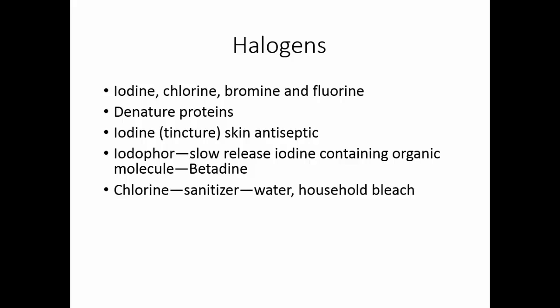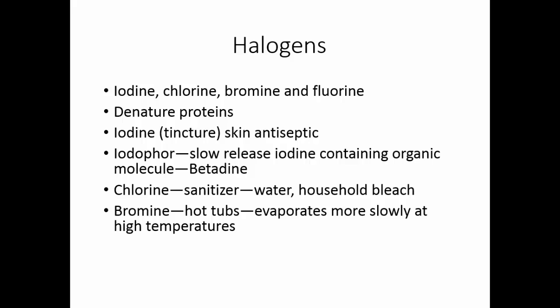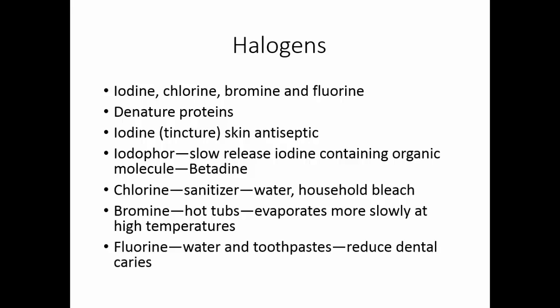Chlorine is a sanitizer. It's used in water to chlorinate water. Also, chlorine is what is in household bleach, which is an effective household sanitizer. Bromine is used in hot tubs because it evaporates more slowly at high temperatures, and fluorine is used in water and toothpastes. Fluorine will help reduce dental caries.